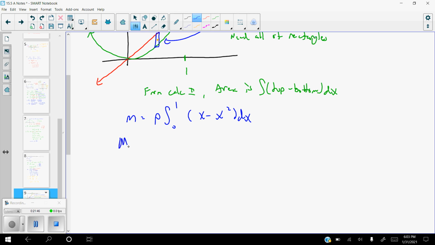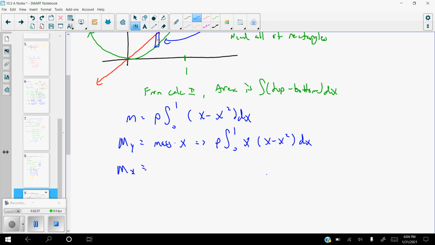The moment of y then is going to be the mass, because again, we're talking about 2 dimensions, times the distance, which is x. In terms of our integral, it's going to be rho times the integral from 0 to 1 of x, the distance, times the mass, which again is going to be x minus x squared, because that's our function, dx. And again, you can distribute the x through there. Finding the antiderivatives and evaluating that is very simple to do.